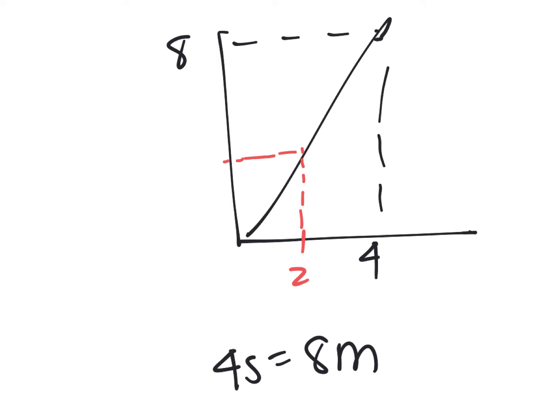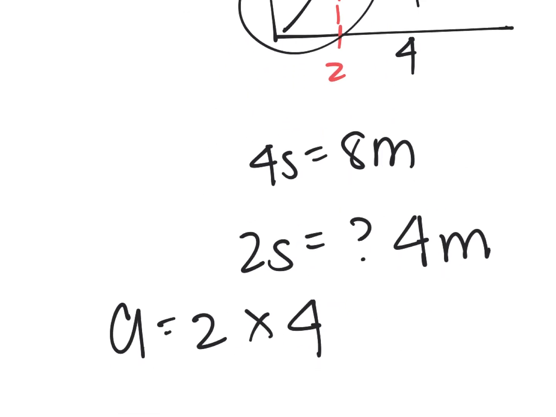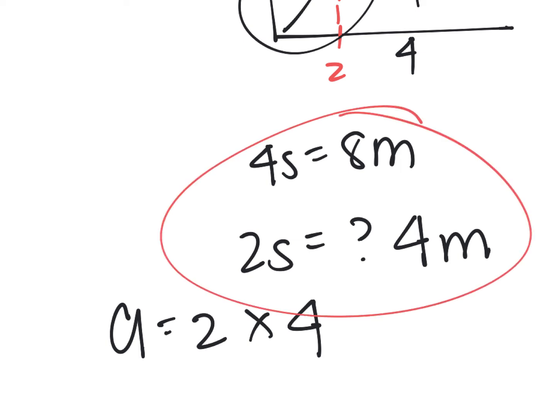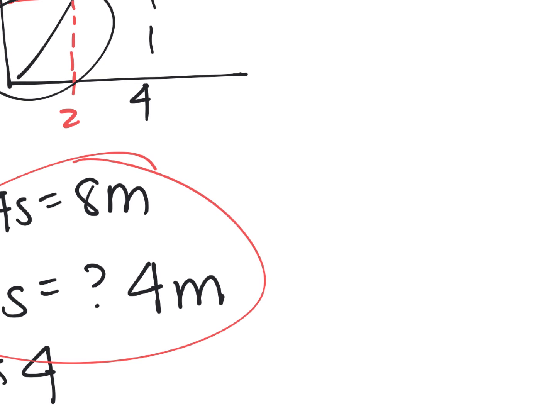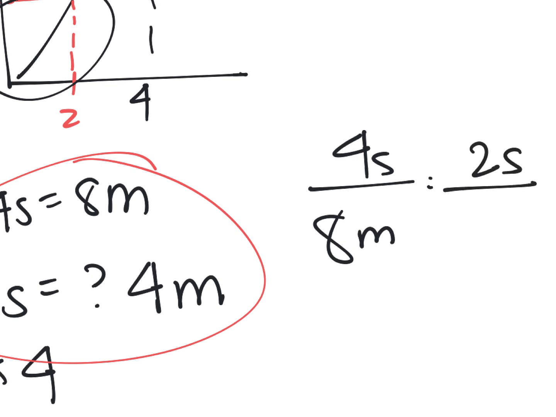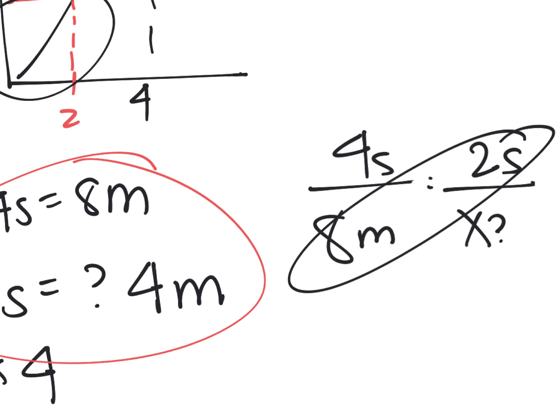Acceleration. The area of this part can be 2 times 4. I found this just because I know that I can make a proportion. I know that if 4 seconds is 8 meters, and I want to find 2 seconds is x meters, I could cross multiply, get 16 divided by 4x, and when you divide, you get 4.